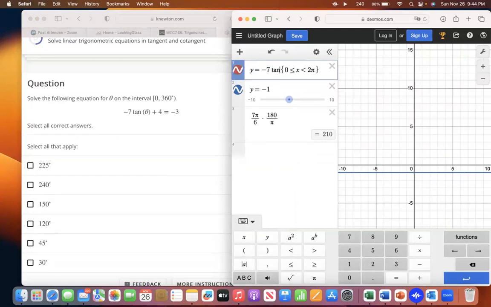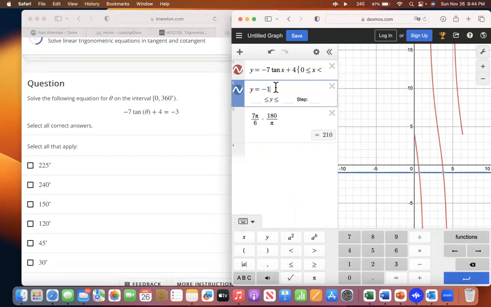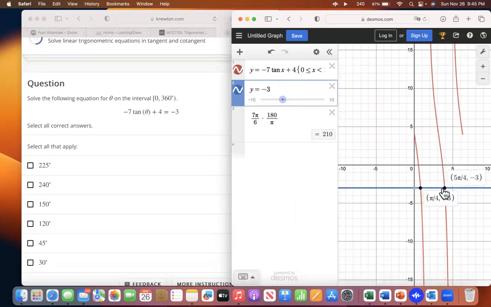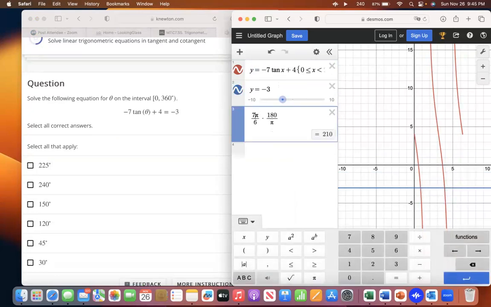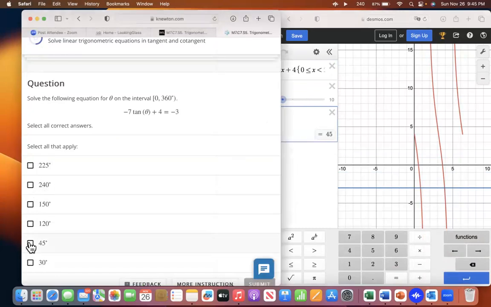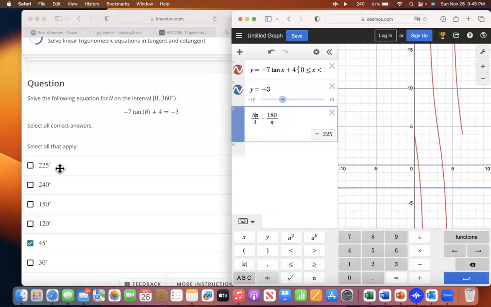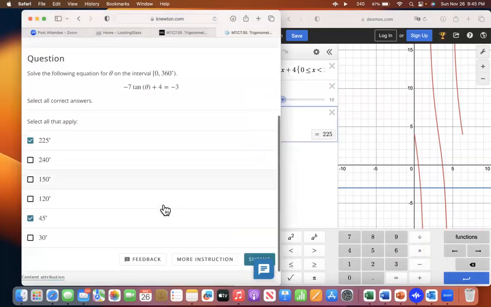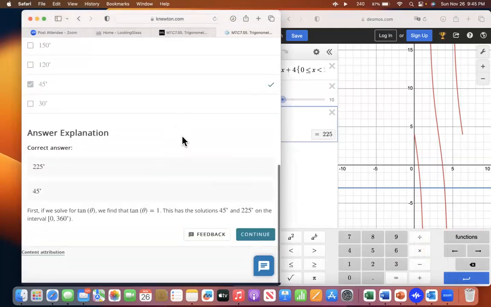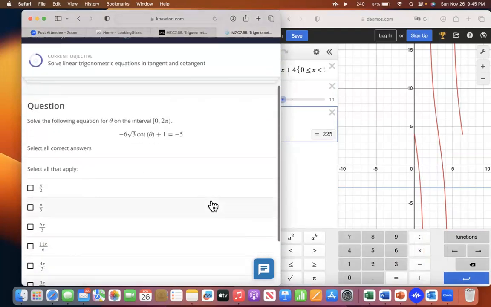Negative 7 tangent plus 4. That's a minus 3. So that's going to change. You just edit the bottom, just change that. Pi over 4, which would be 45. And 5 pi over 4. 225. Almost done.